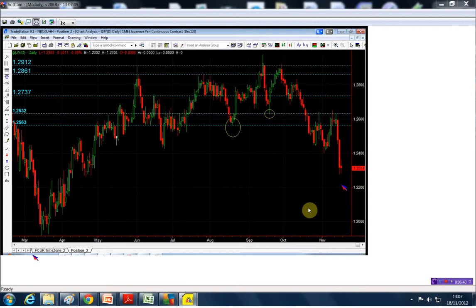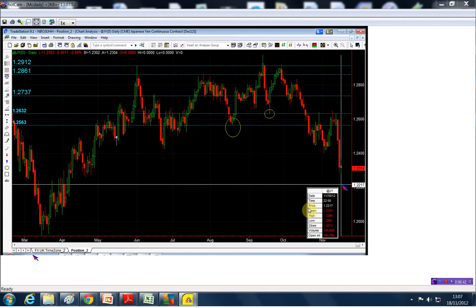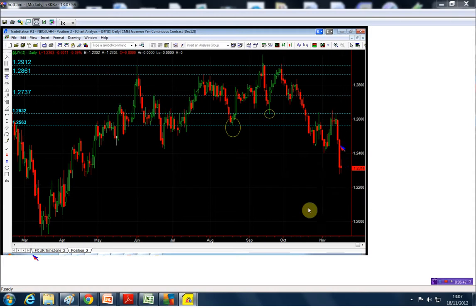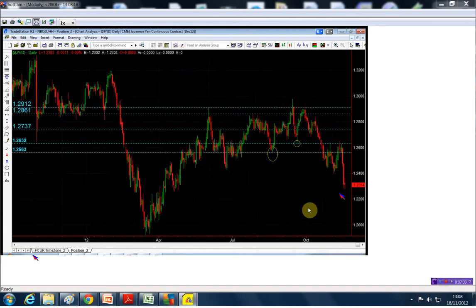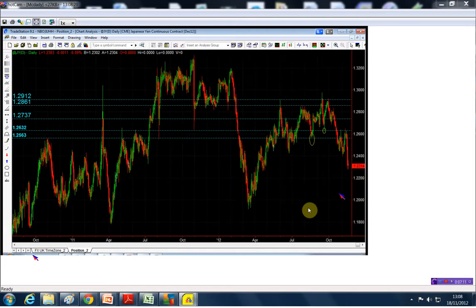This is Friday, and this is Thursday. Thursday was a very big range day, and the following day was a small range inside day with a neutral kind of close, and that means that this is a sign of continuation to the downside. So we're still looking to be short the yen, and we're still looking to take the yen to the downside.